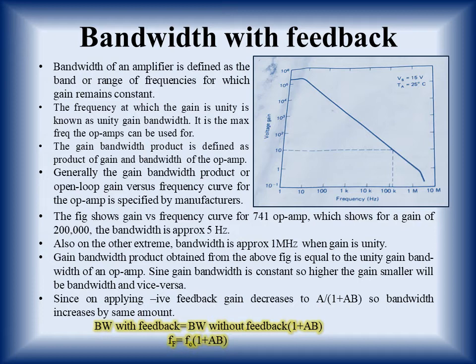So what does this mean? Bandwidth increases on applying negative feedback. It means that the amplifier can be made to work over a larger range of frequency. More frequency range can be included, and the amplifier can suitably work there. So it is again a beneficial thing for us.